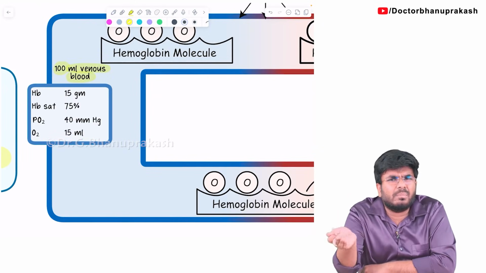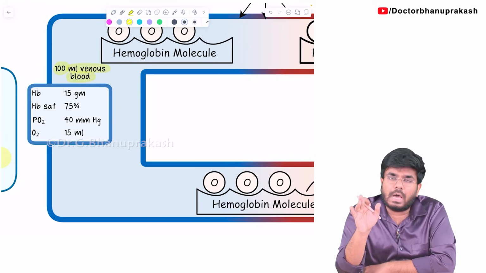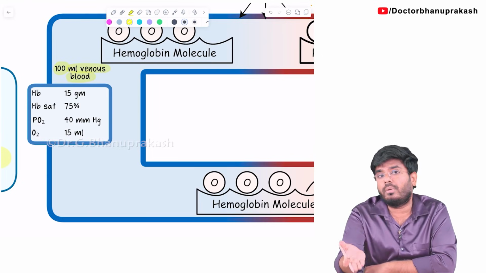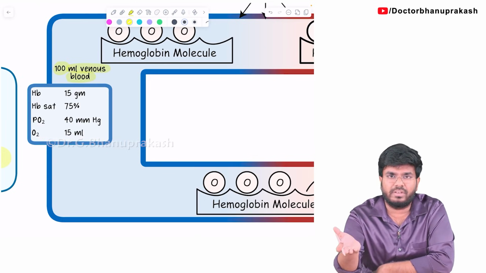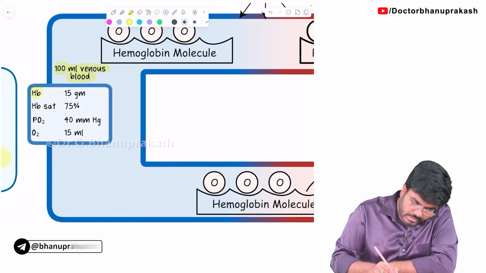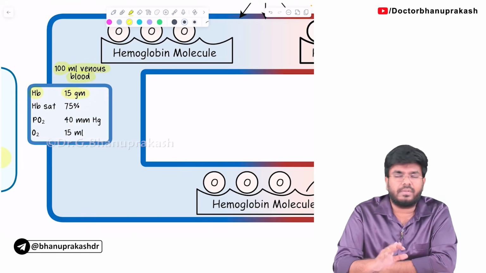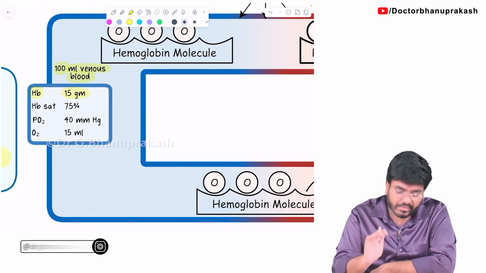Doesn't matter, sir, arterial blood or venous blood, it doesn't matter. Always in 100 ml of your blood, how much hemoglobin will be present? 15 grams. Do you think the hemoglobin will change from arterial to venous blood? No. So, hemoglobin is still 15 grams in arterial blood and venous blood. But where is the difference?